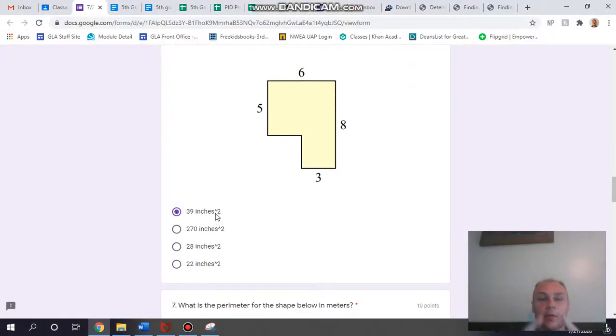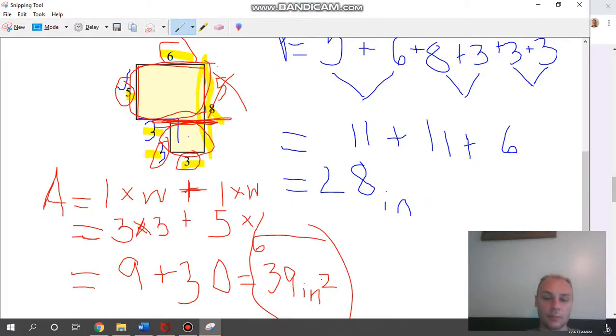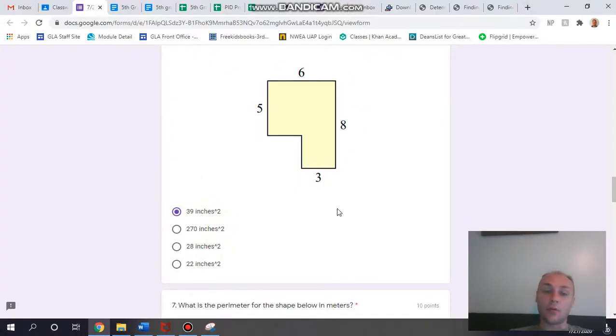The reason I have the little caret going up is because I can't make the number look squared. So here I was able to put squared like above the inches like that. I'm not able to do that on a Google form, so that's the reason why there's a little caret. That shows you that it's squared, okay?